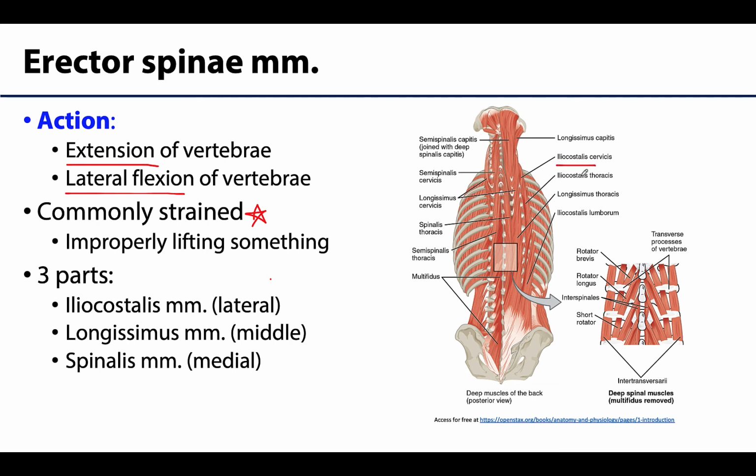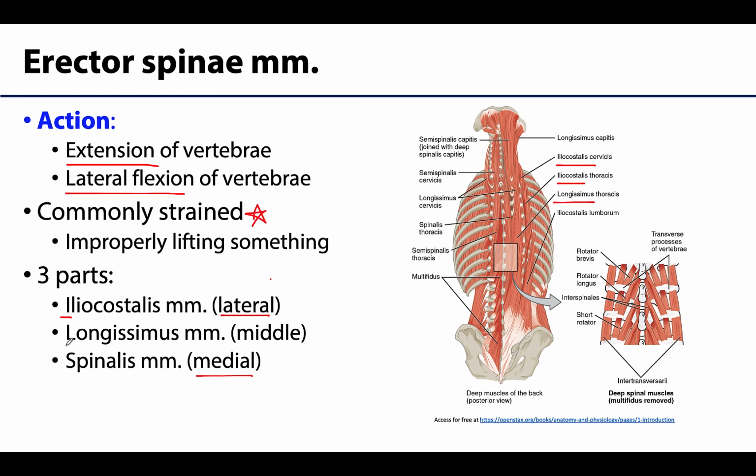You'll have the iliocostalis muscles, and you can see that there are different types of those. Don't worry about the cervicis or the thoracis. Just understand that the iliocostalis are typically the most lateral of the bunch. Longissimus tend to be intermediate in terms of positioning, and the spinalis muscles are the most medial. They are very closely associated with the vertebrae. You can see that they can get broken down into extremely small but very important muscles there.